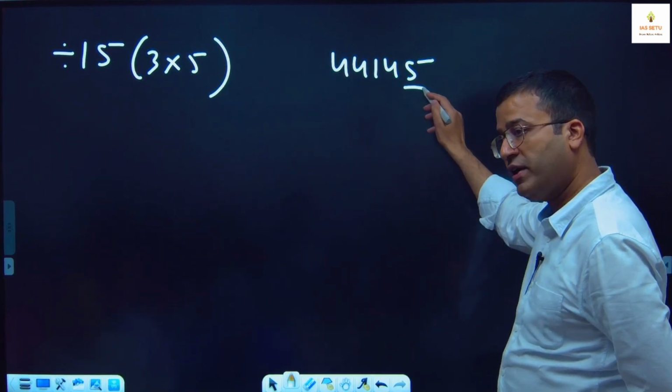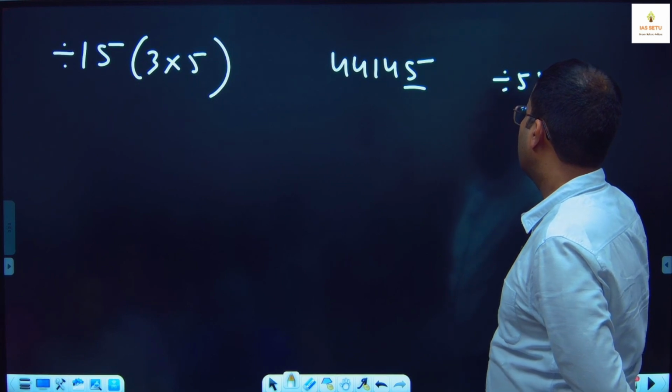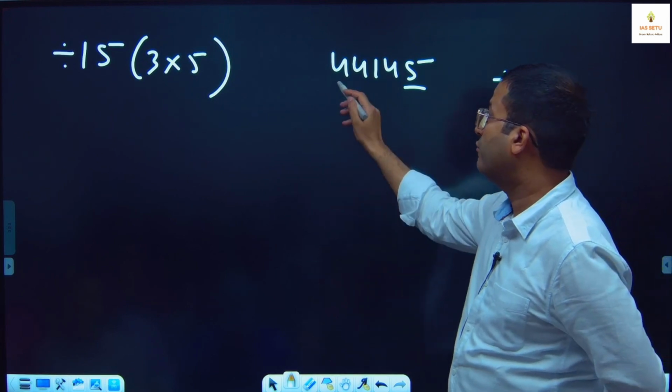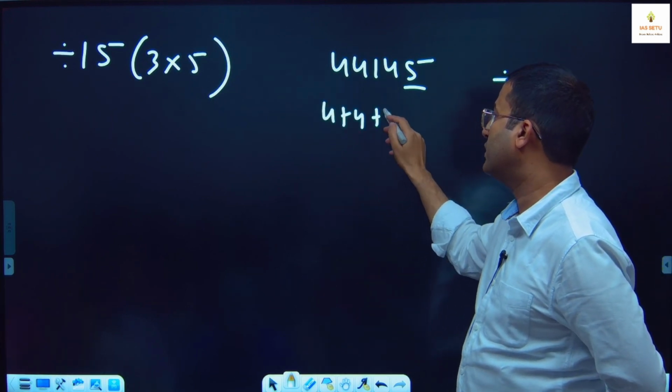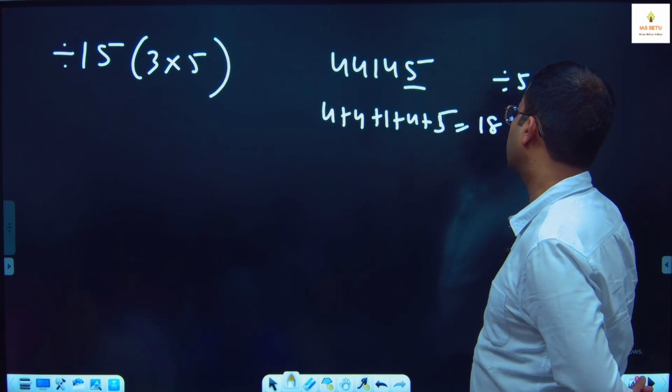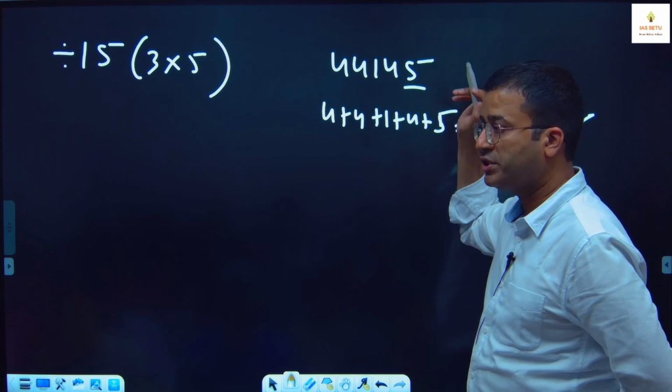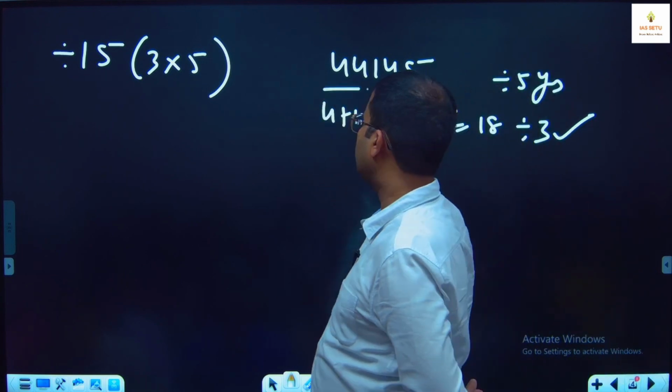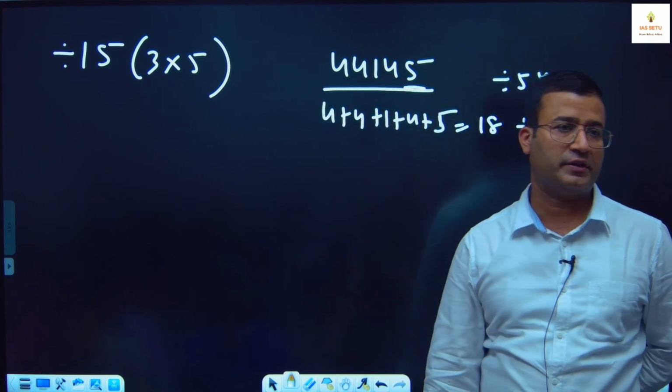This is divisible by 5, yes. Is this number divisible by 3? 4 plus 4 is 8, plus 1 is 9, 13, 13 plus 5 is 18. Yes, it is divisible by 3 also. It is divisible by 5 also. Yes, this given number is divisible by 15.